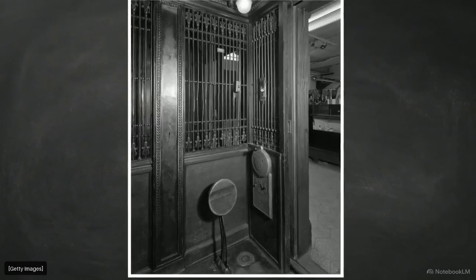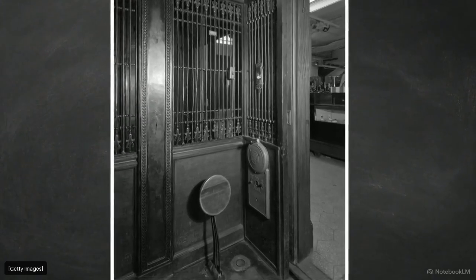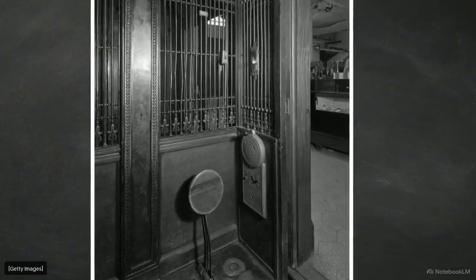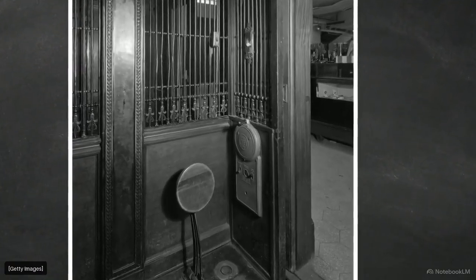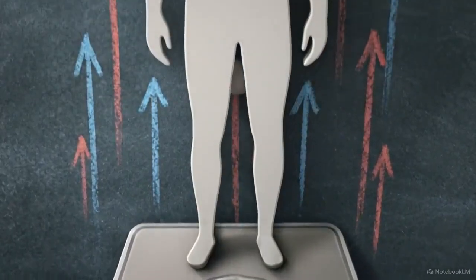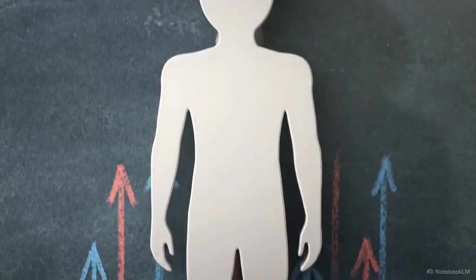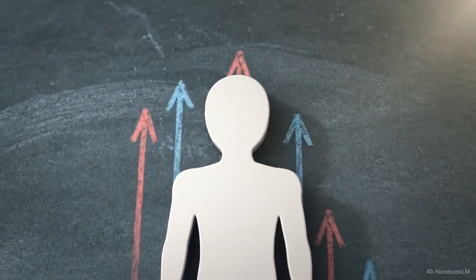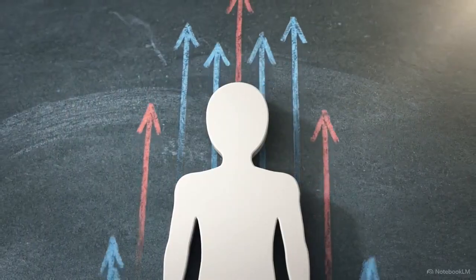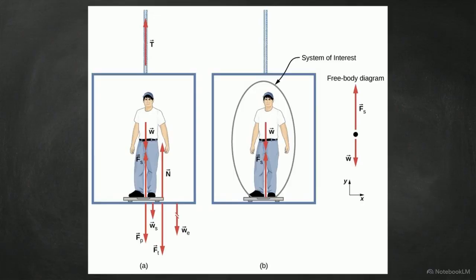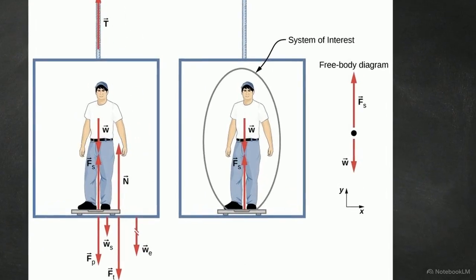The algorithm faces a more demanding test in dynamic frames, where uniform acceleration breaks the equilibrium along our axes. Consider a classic physics problem, calculating a person's apparent weight when they stand on a bathroom scale inside a rapidly accelerating elevator. We start by defining the system of interest, drawing a strict boundary around the person. A common misconception is that a scale measures gravity. It actually measures the normal force. In this free body diagram, the normal force pushes up, while gravity pulls down.